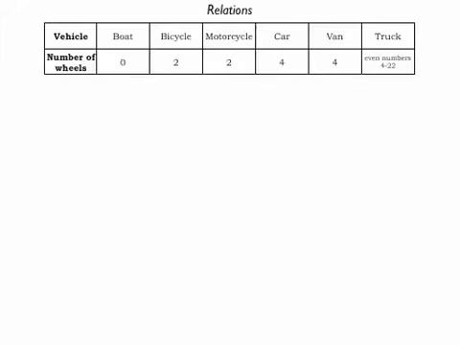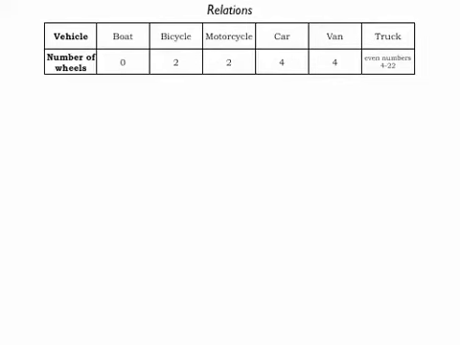Okay, so relations. A relation in math is really just a set of ordered pairs. It's an input and an output. You tell me something, and then I tell you some information about whatever that input was. You can see here a table, and we have vehicle, boat, bicycle, motorcycle, car, van, truck, and then number of wheels. The vehicle is the input. You have to tell me what type of vehicle in order for me to tell you, well, how many wheels does it have?